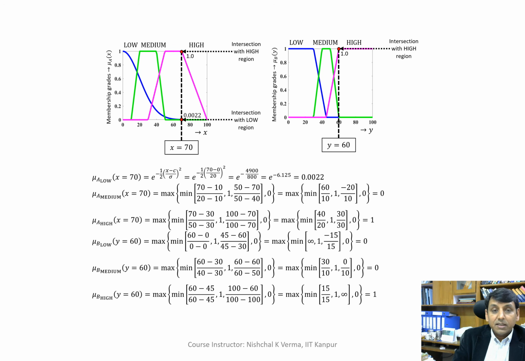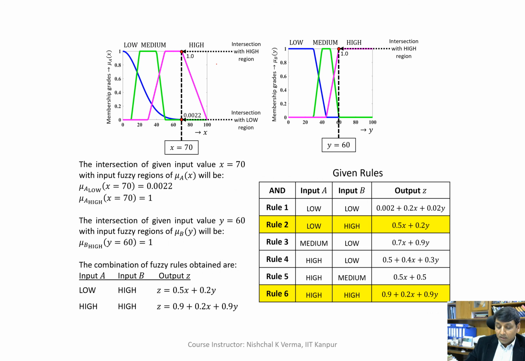This we have already seen, as to how we can get this plotted. So here also, for x equal to 70, we have two intersection points. First is for low and second is for high. Similarly, for y equal to 60, only one intersection point. So the combinations again will remain the same as the previous example.